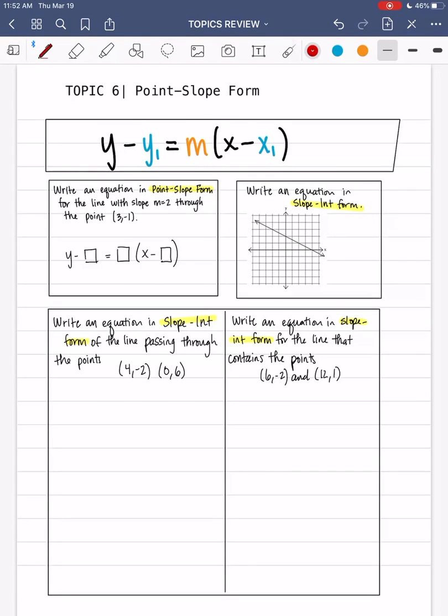Here we are, topic 6, point slope form. So we already talked about slope-intercept form. This is the second formula form that we have to write equations of lines. And it looks like this.